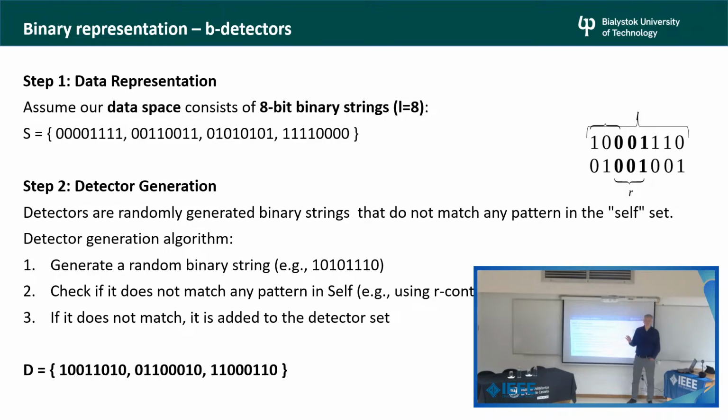Of course, we can use different matching rules, different affinity metrics, and so on. In this case, I use the Hamming matching rule.